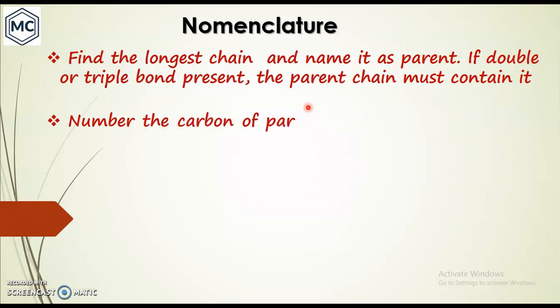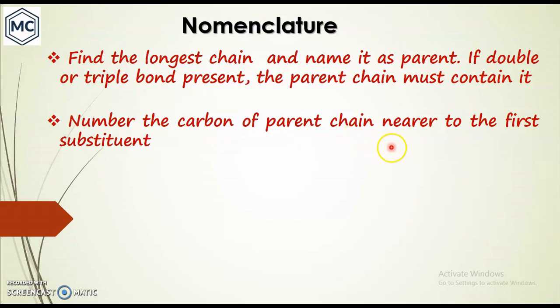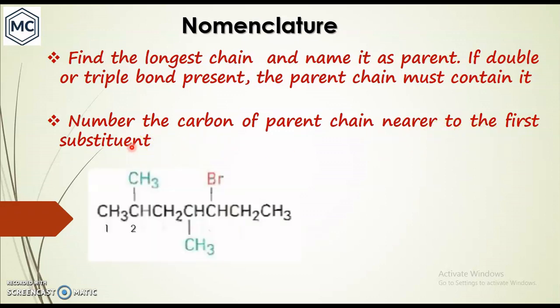Next one, numbering. We have to number the carbons of the parent chain. We should start the numbering in such a way that it is nearer to the first substituent. Okay, let us consider this example. Here you have a substituent at the second carbon, here you have a substituent at first and at third carbon. So you have to start numbering from this end. So what would be the name of this compound?